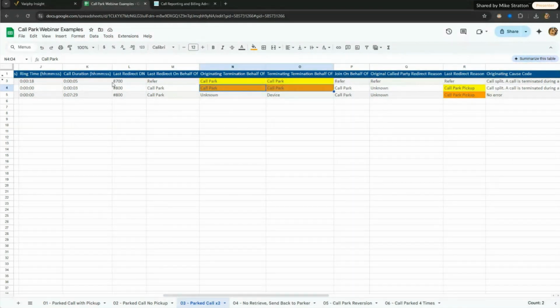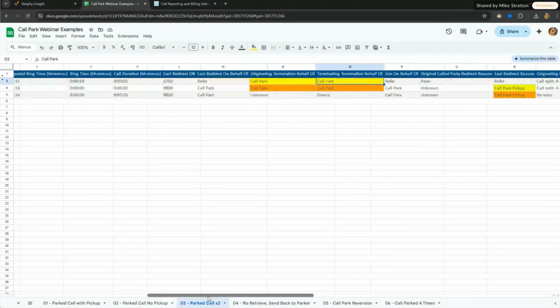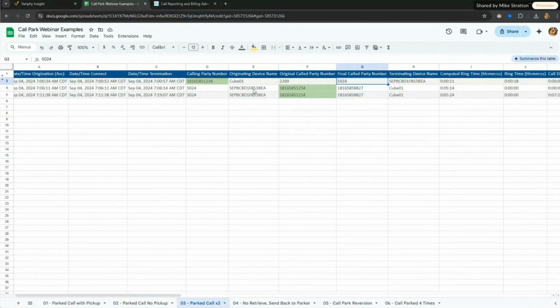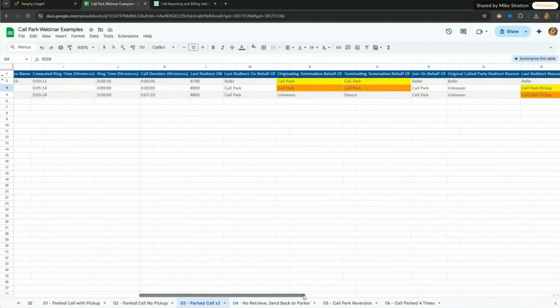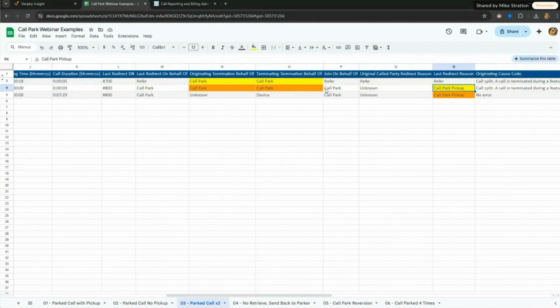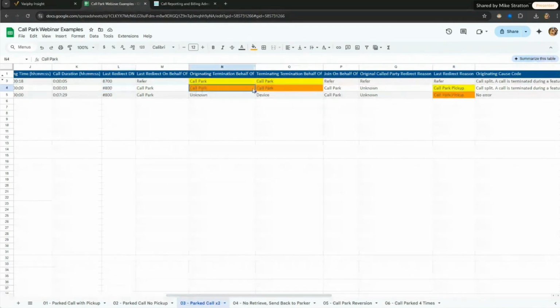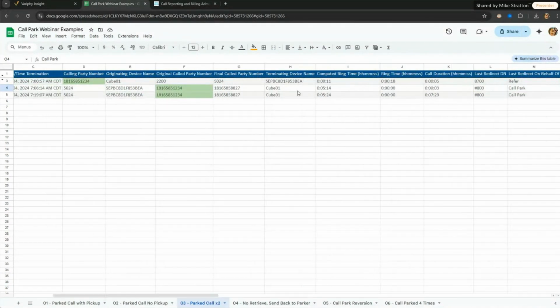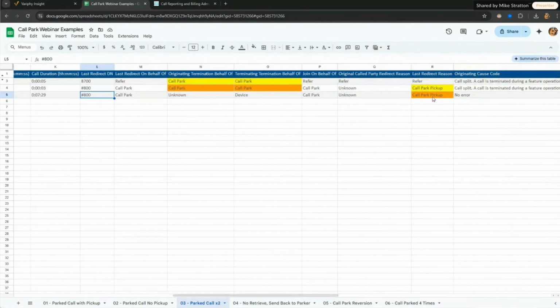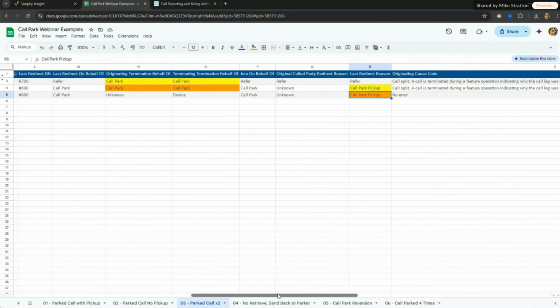So what happened in this case was the person called in, they were parked. The same extension, 5024, then retrieved the call, because we get the call park pickup, which applies to this leg right here. They dialed 800 to retrieve the call, and then they parked the call again. And then the third leg, the extension for 5024 dialed 8000 again, and then picked up the call.